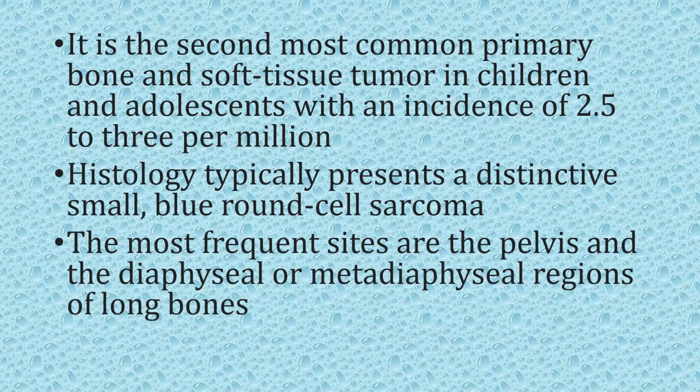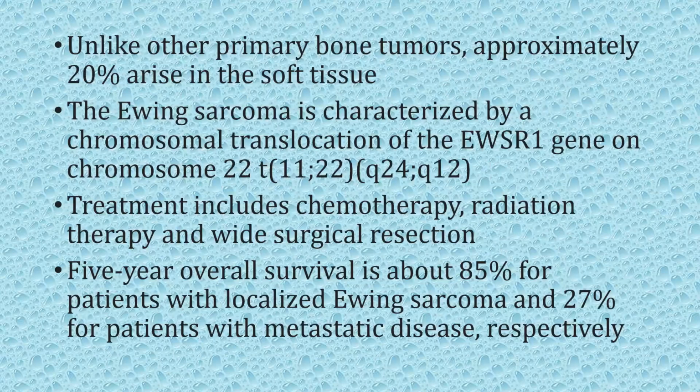The most frequent sites are the pelvis and the diaphyseal and metadiaphyseal regions of long bone. Unlike other primary bone tumors, approximately 20% arise in the soft tissue. The Ewing sarcoma is characterized by chromosomal translocation of the EWSR1 gene on chromosome 22, t(11;22)(q24;q12). Treatment includes chemotherapy, radiation therapy, and wide surgical resection. 5-year overall survival is about 85% for patients with localized Ewing sarcoma and 27% for patients with metastatic disease, respectively.